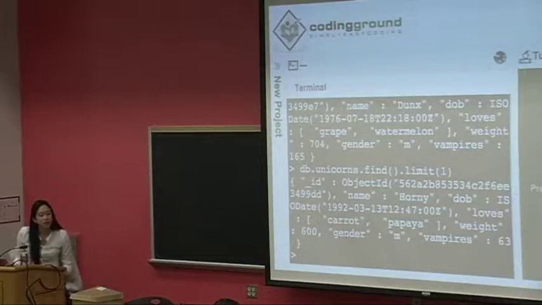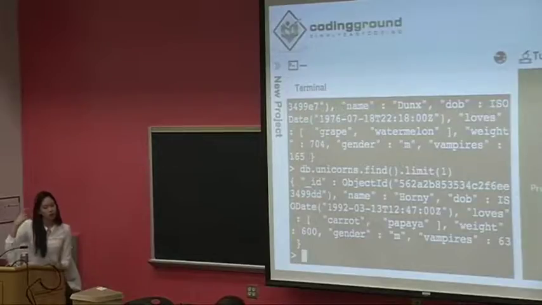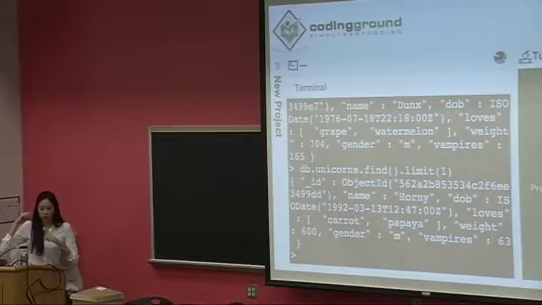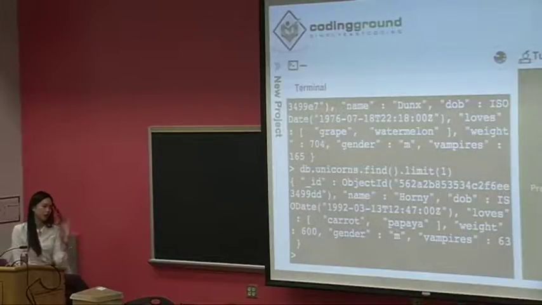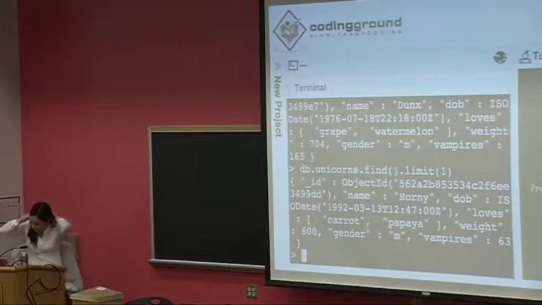How is order handled in the database? Will limit one always return that exact unicorn object? Yeah, if you do limit one, it will give you the first one according to its indexing. Next time we will talk about sorting first, based on whatever field you want, or skipping a certain number. I'll show you next time.